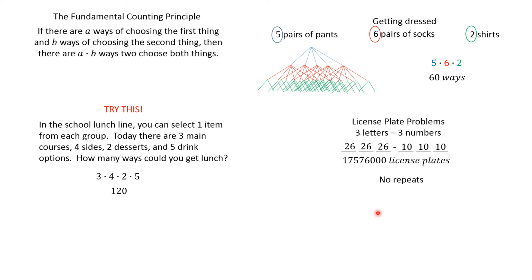So let's say we can't repeat any digits. So we still have our 6 places. How many options do we have for that first letter? Still 26. Now how many do we have for the second letter? It's not 26 anymore because we can't repeat whatever this was. So we now have 25 options. And then for this one, we have 24 options. Then for our numbers, we still start out with 10, and then 9, and then 8.